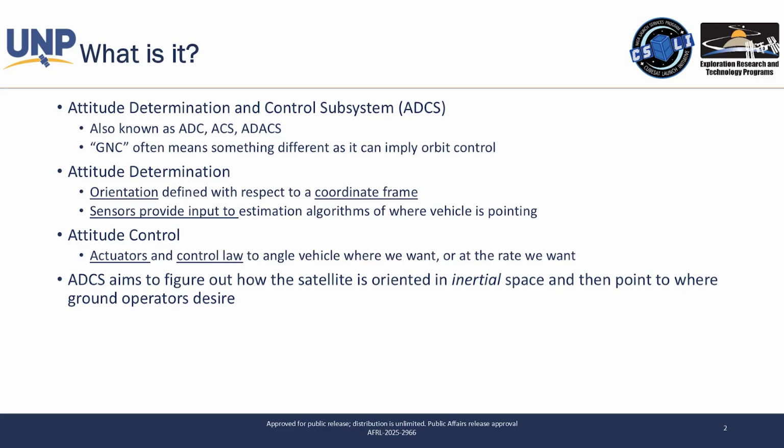So you have attitude determination, which is talking about an orientation relative to a coordinate frame. So we talk about frames all the time when we're doing ADCS. And we use sensors to provide you information about what is your attitude. And we'll get a little more into that. Attitude control then is the other side of things where you actually use actuators, things to move you and change your momentum, and a control law, which some of you may have studied or started to hear about. And that angles your vehicle where you want to look.